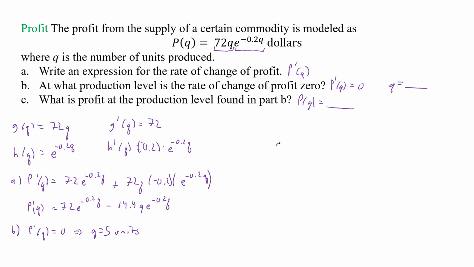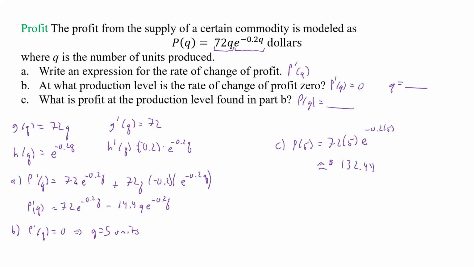Now part C then says find P of 5. Well, that's just going to be 72 times 5 times e to the minus 0.2 times 5. And I'm just going to plug that in my hand calculator without going out to the other screen again. So I get 132.436. So I'm going to say it's approximately $132.44. Okay, so that's going to be the profit when Q is 5.